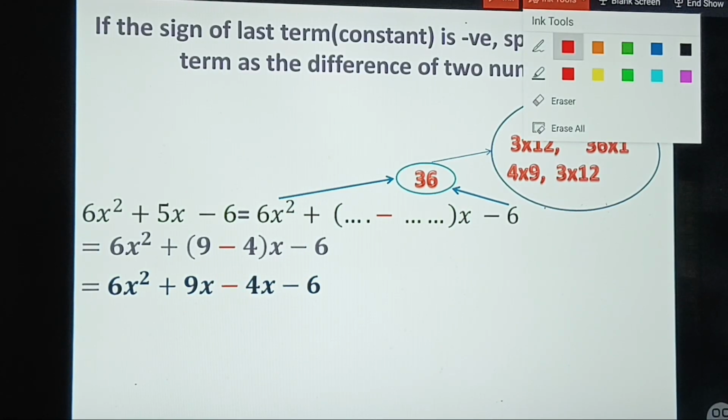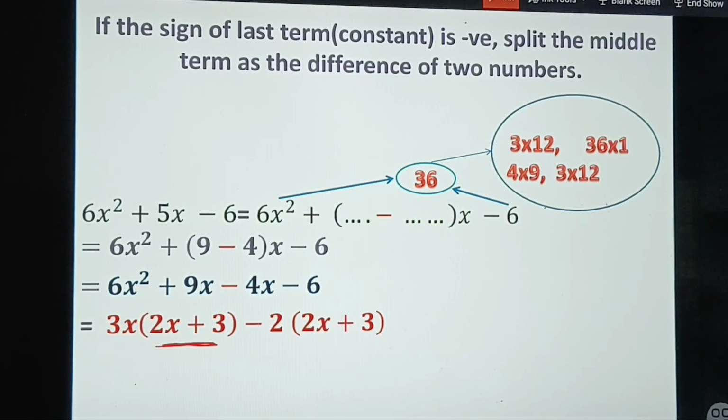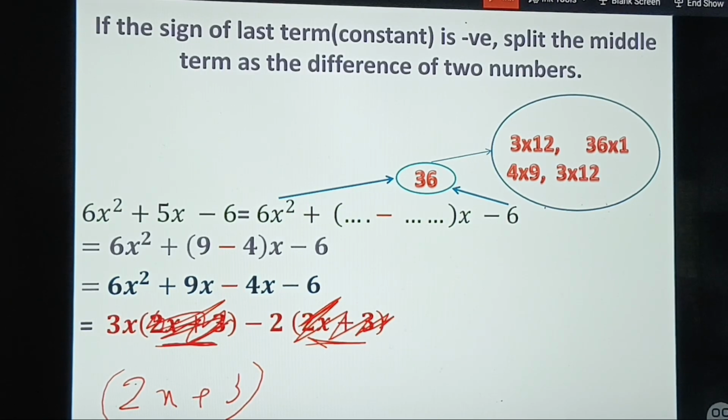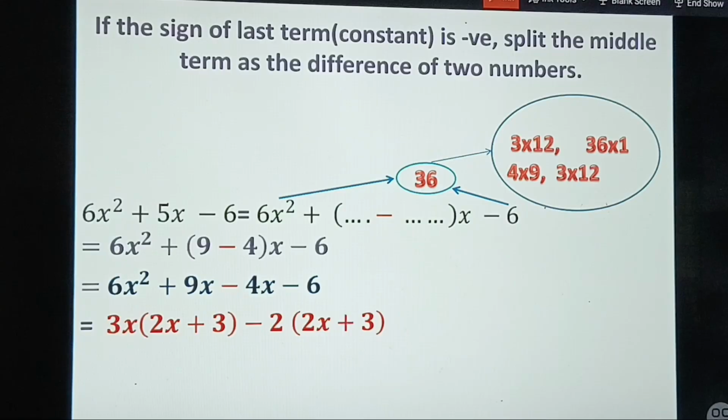Yes, we can see here. Now take common from both. What is common to both? 2x plus 3 is taken common. When 2x plus 3 is taken common, you remove it from both. What is left out here? 3x minus 2. Those are the two factors.